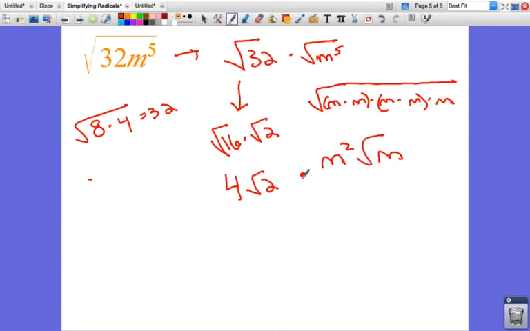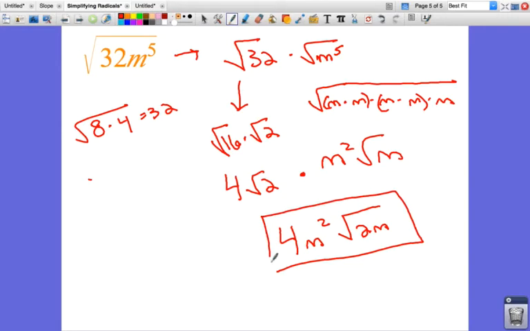Now I need to combine these two terms. 4 times the square root of 2 times m squared times the square root of m. So that would be 4m squared, just keep my outside terms together, times the square root of 2m. And that is all the way simplified. I'm all done. So what I did is I just took my outside terms and combined them, and I put both of my terms inside the radical, and that's it.